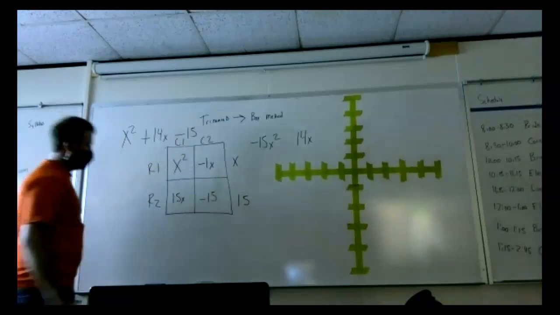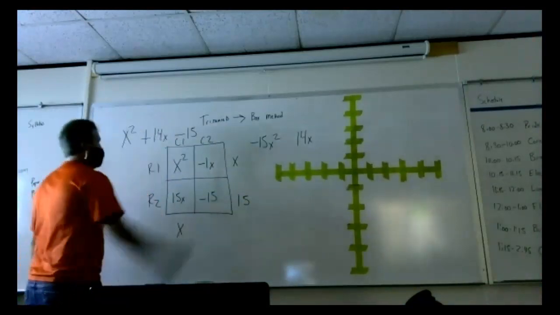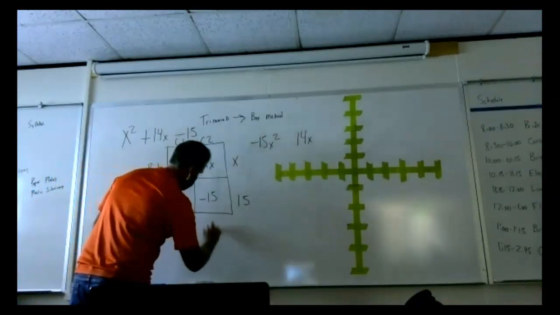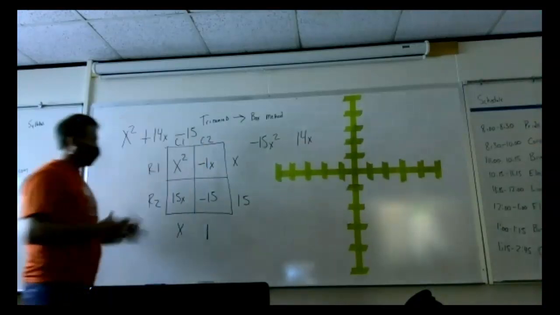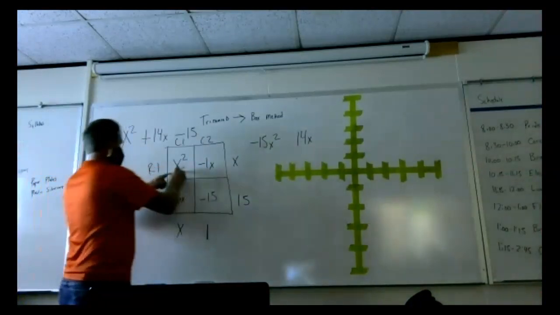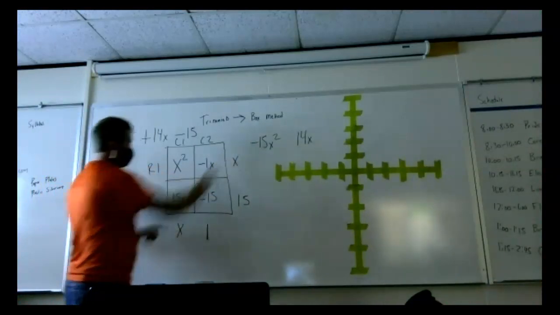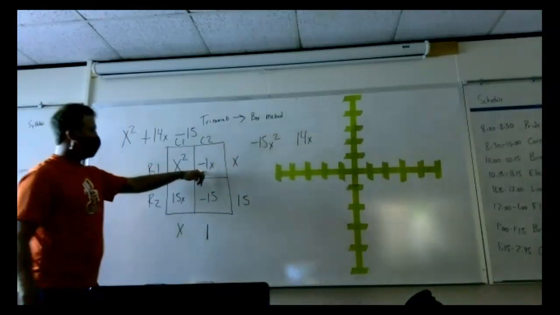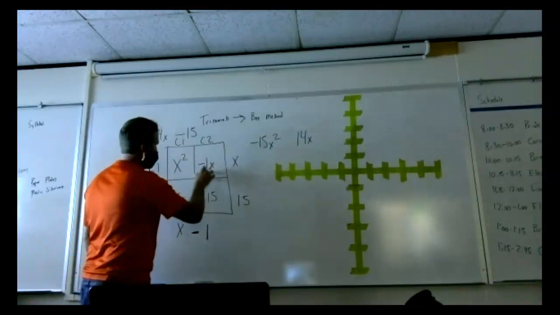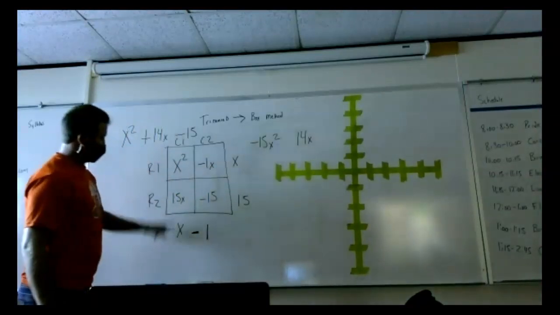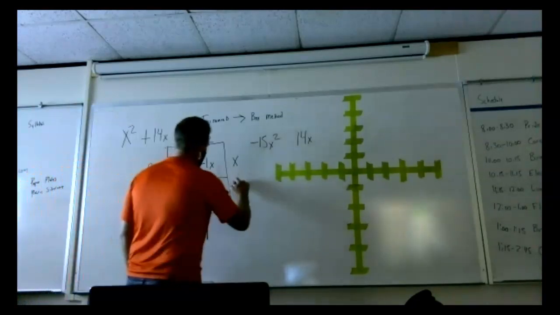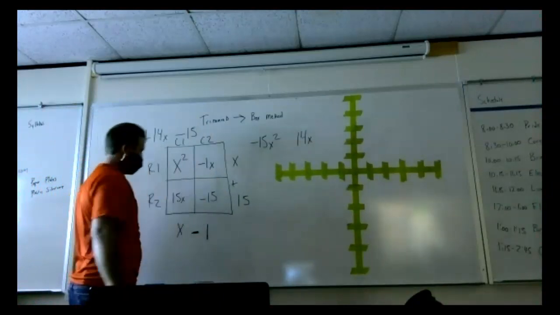X squared and 15x, x. A negative 1x and a negative 15. The most that I can take out of that is 1. So once again, I don't put my positives or negatives in until I check myself. So x times x, always x squared, and these are 100% always going to be positive. So in order to get a negative 1x, this 1 down here has to be negative. Negative 1 times x is negative 1x. X times 15 is 15x, and a positive 15 times a negative 1 does give me a negative 15.